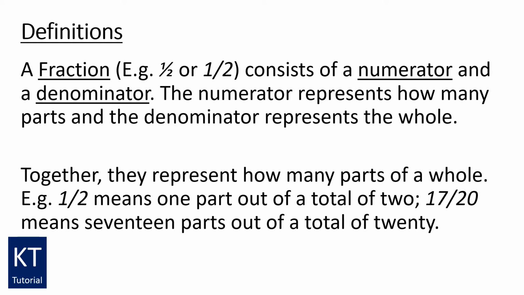Next, we shall talk about fractions. A fraction consists of a numerator, or the top portion of the fraction, and a denominator, or the bottom portion of a fraction. The numerator represents how many parts, and the denominator represents the whole. Together, they represent how many parts of a whole. For example, 1 over 2 means 1 part out of a total of 2. Likewise, 17 over 20 means 17 parts out of a total of 20.